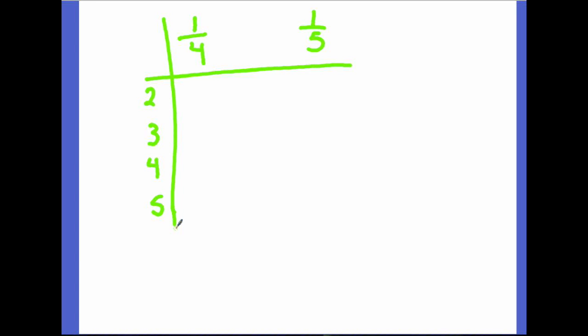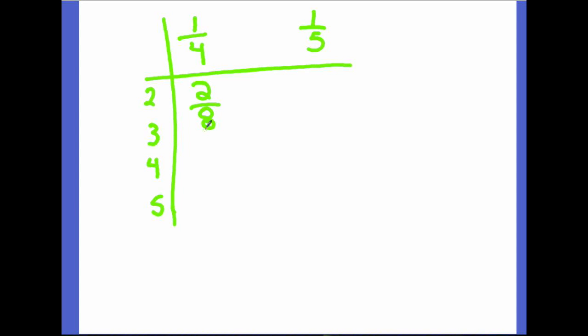Now, I see some confused looks. It's fine. Just stay with me. So if I were to take 2 times 1/4, you take 2 times the top number, which would be 2. 2 times the bottom number is 8.